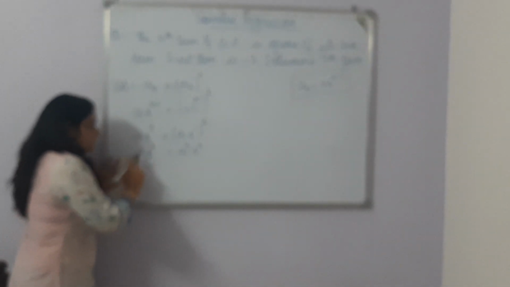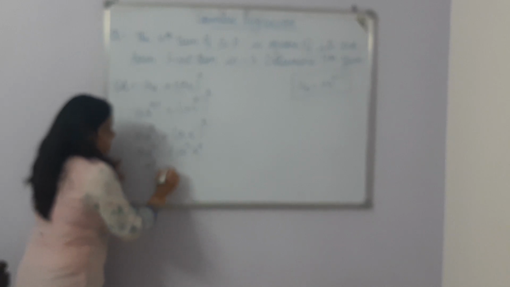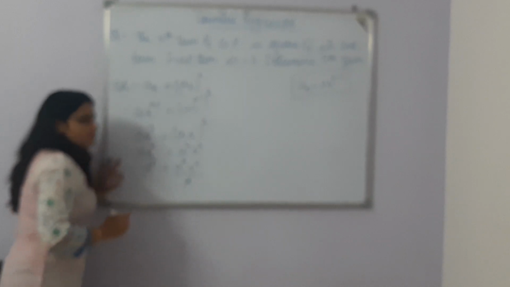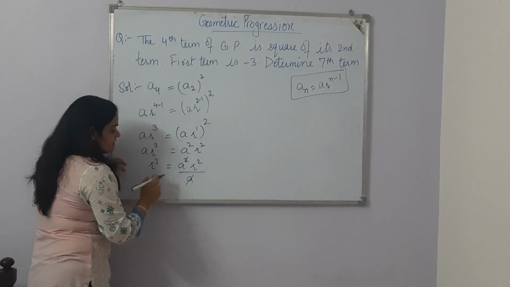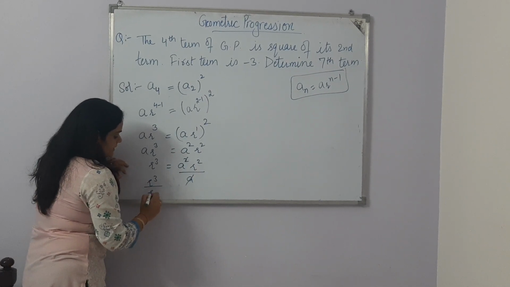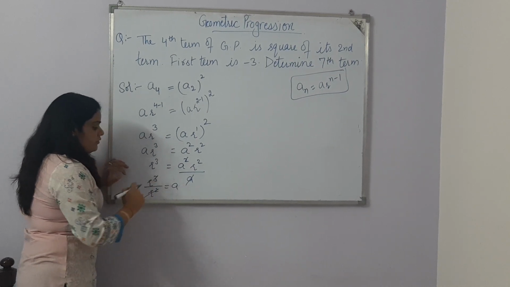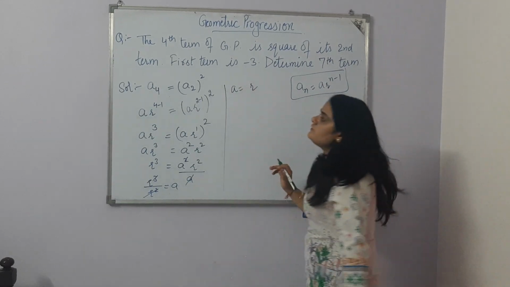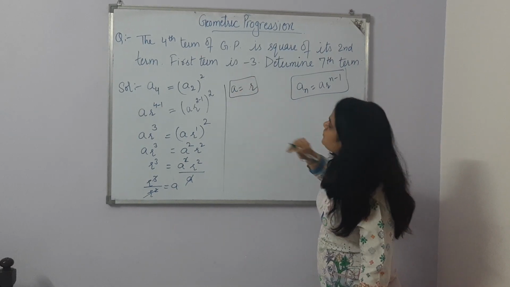AR cube equals A square R square. When this A goes to this side, A square R square upon A, it will cut out with A. Now we will get AR whole square. When this R square comes to this side, it divides with R cube. Now what do we get? It is A equals R. This is the condition we get here: A is equal to R.